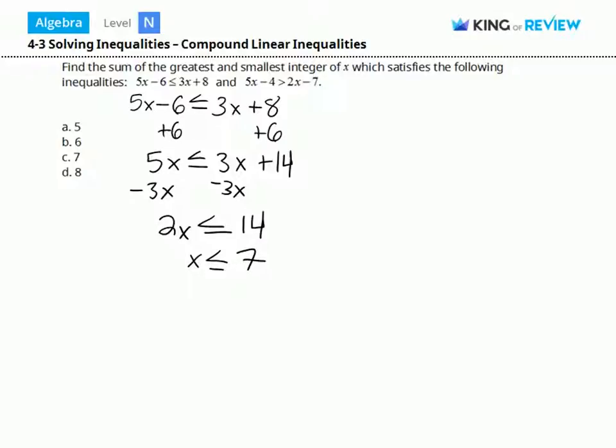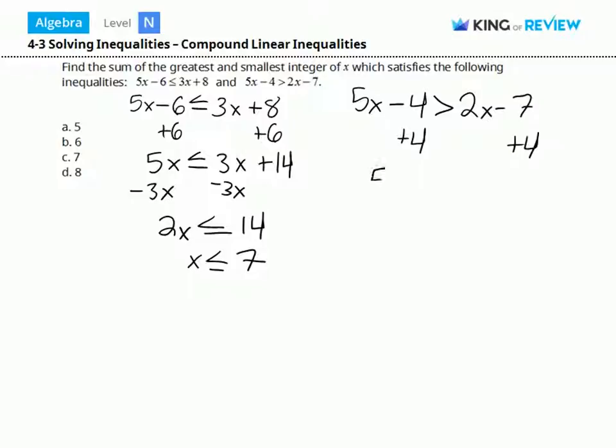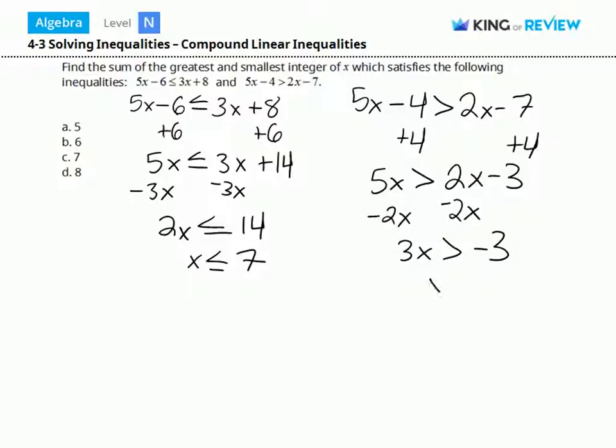For our second inequality, we have 5x minus 4 is greater than 2x minus 7. I'll add a 4 on both sides. This gives us 5x is greater than 2x minus 3. And then we subtract a 2x on both sides. We're left with 3x is greater than negative 3, and dividing by 3 on both sides, we get x is greater than negative 1.